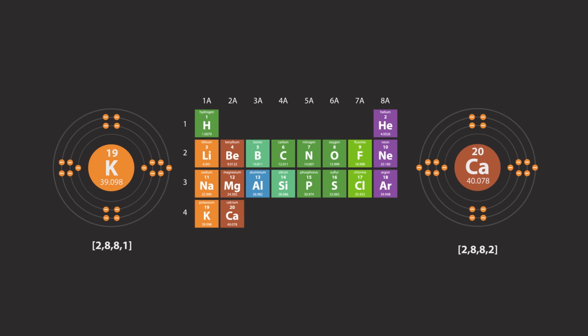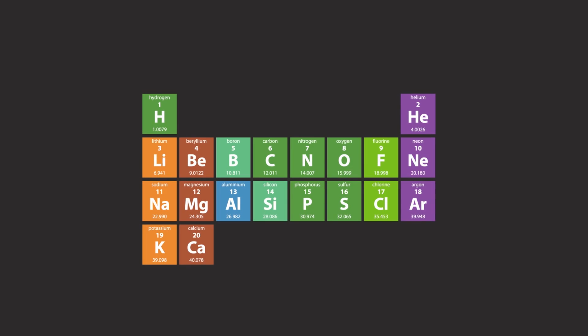In summary, we've seen that the number of electron shells corresponds to an element's period number, and the number of valence electrons corresponds to an element's group number.